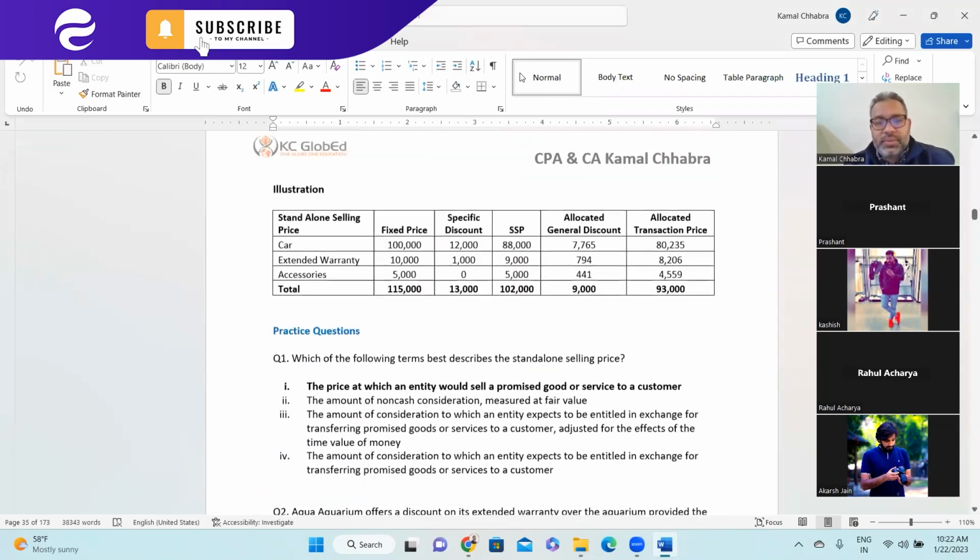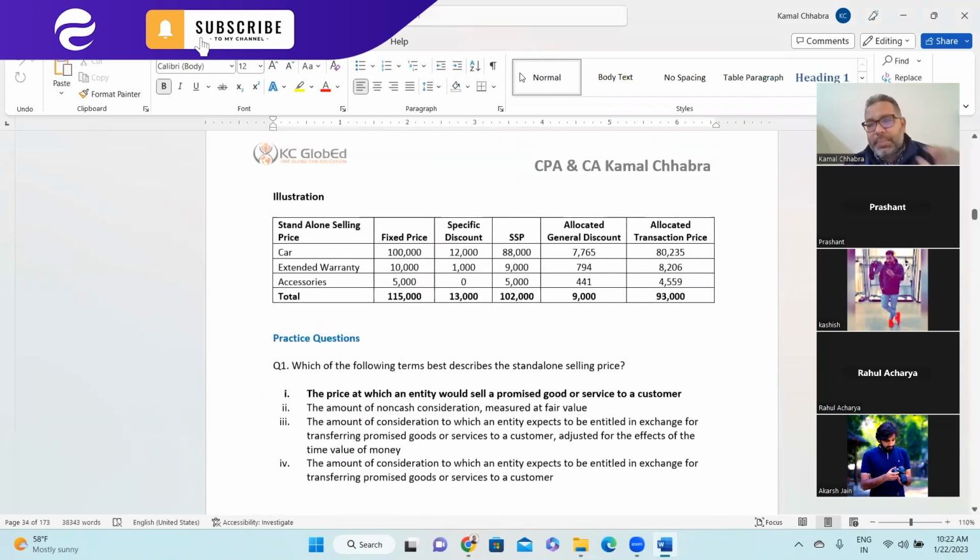Last time we did this small example as well, where we took an example of a car sale with an extended warranty and accessory. Their individual pricing, their specific discounts, understanding of the standalone selling prices, and allocation of the general discount based on the standalone selling price, and the final allocated transaction price, right?